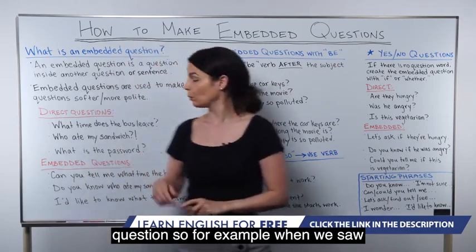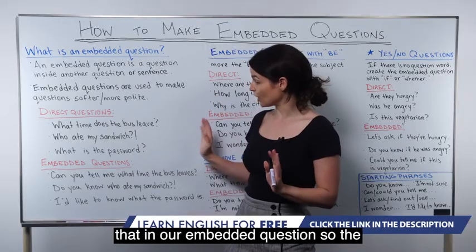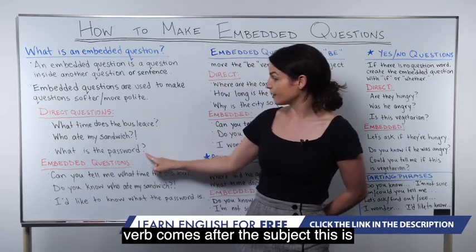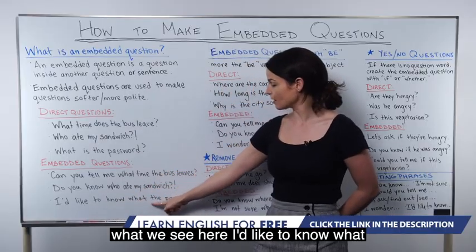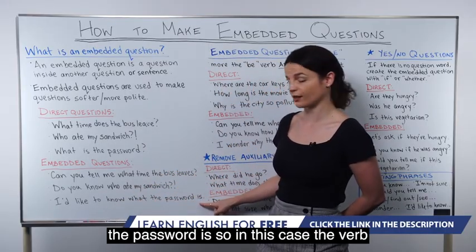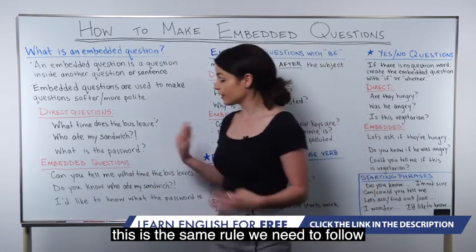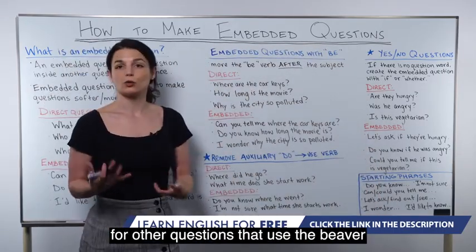So for example, when we saw, what is the password? We needed to change that in our embedded question. So the verb comes after the subject. This is what we see here. I'd like to know what the password is. So in this case, the verb comes after the subject, the password. This is the same rule we need to follow for other questions that use the be verb.